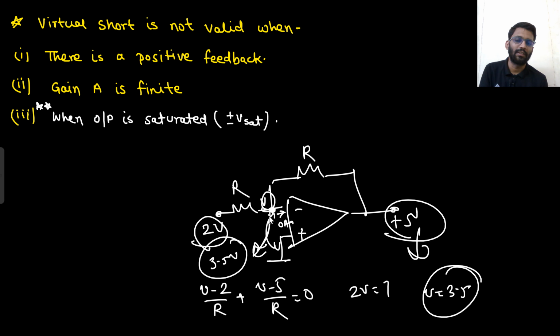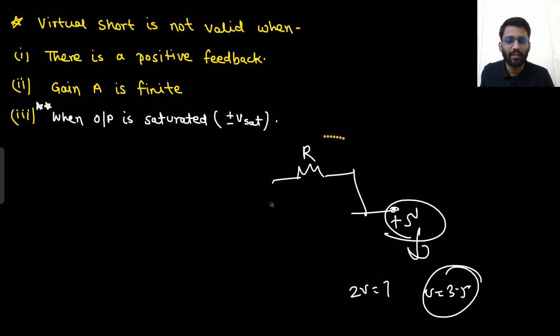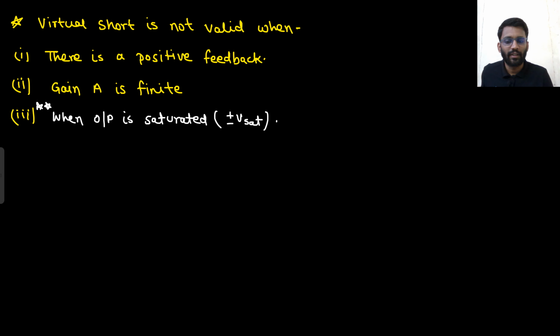So how can you say both potentials are equal? No, they are not equal, right? Because the output is fixed. That's why when the output is saturated, you cannot apply the concept of virtual short, right?